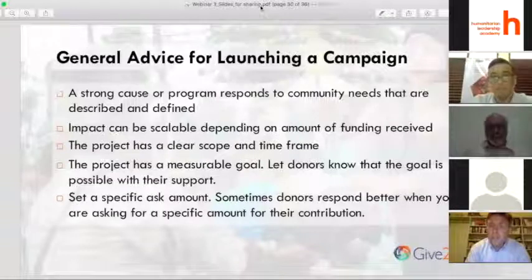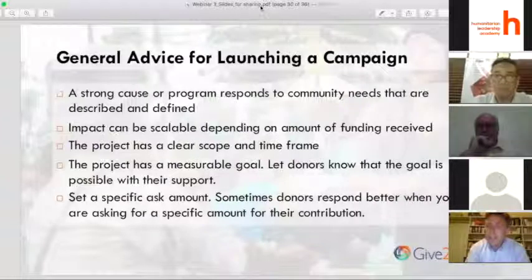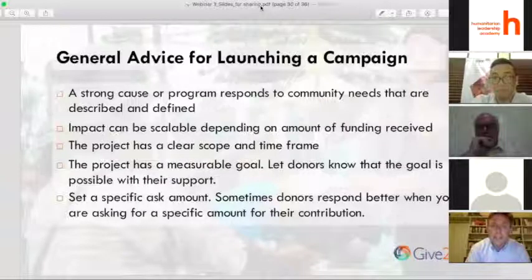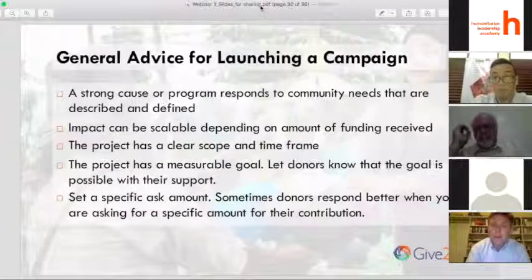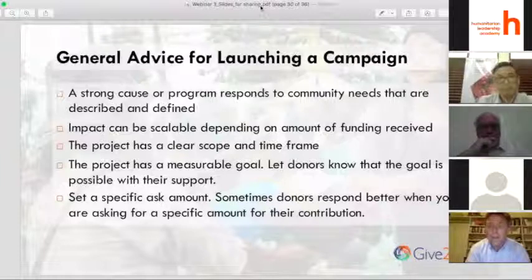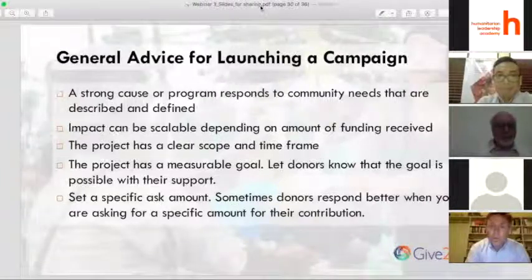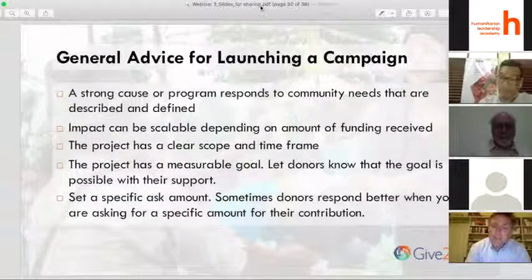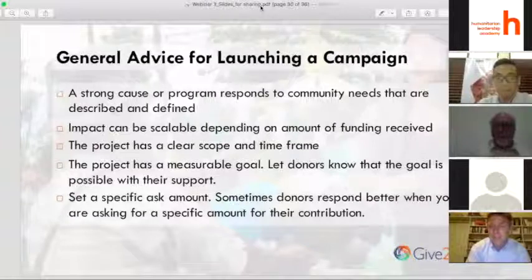We do run some partnership campaigns where somebody who makes a $100 gift, for example, is giving a very clear and definable segment of the project, whether it be supporting education for one person or funding one week of school, and set a specific amount when you make the ask, rather than keeping it general.